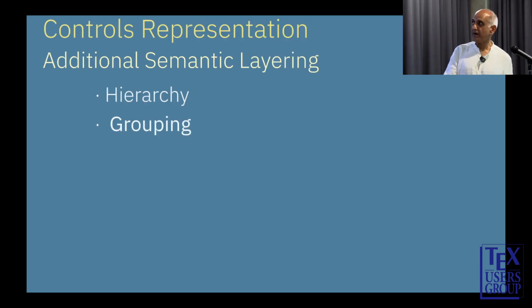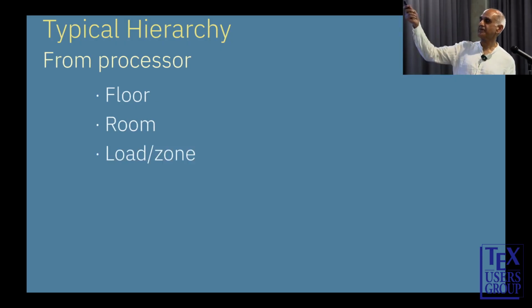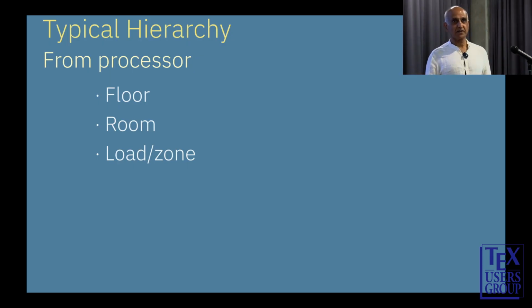So what is required when we're trying to design a control system out of that same transcription surface is additional semantic layering that has nothing to do with the electrical topology or even the controls topology. And I called it grouping. But let's just revisit the hierarchy. Into the processor, you have a panel and circuit. From the processor, you have this idea of floor, room, load, and zone. The problem is some loads may not be attached to the same processor. So operations staff doesn't care. They don't want to log into 3 different systems.